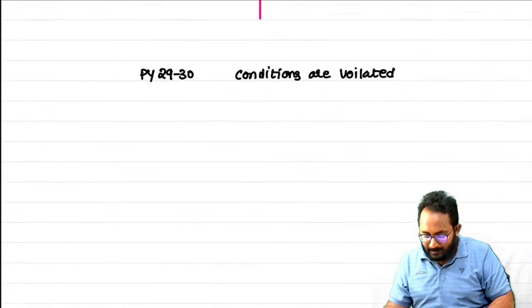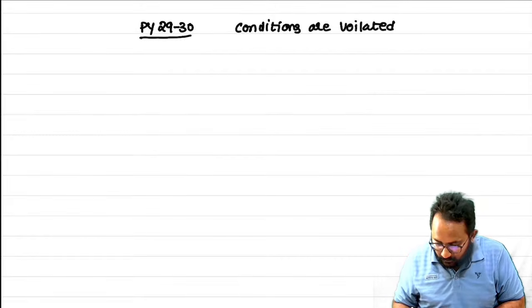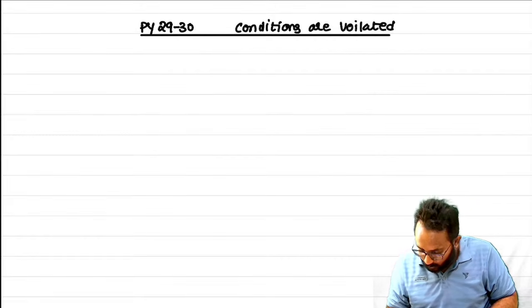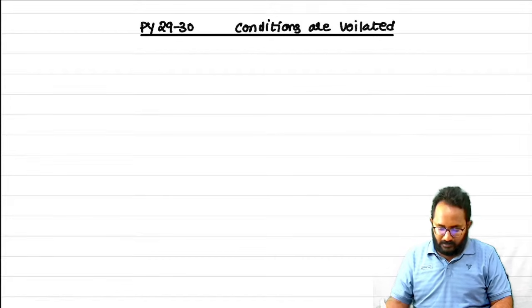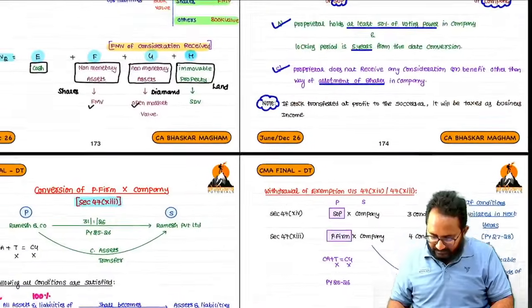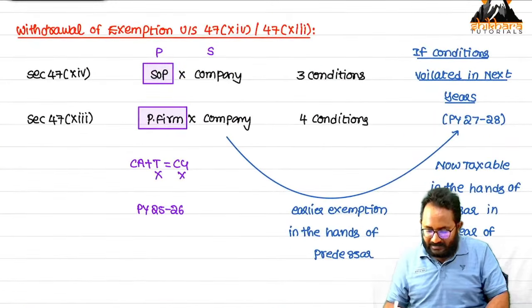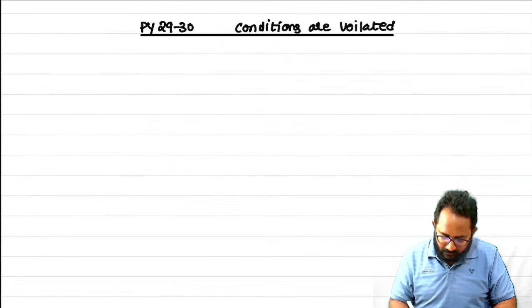Now what happened? In that future, if the conditions are violated, I will tell you in a simple way. Listen carefully. If the conditions are violated in future, what is the position?